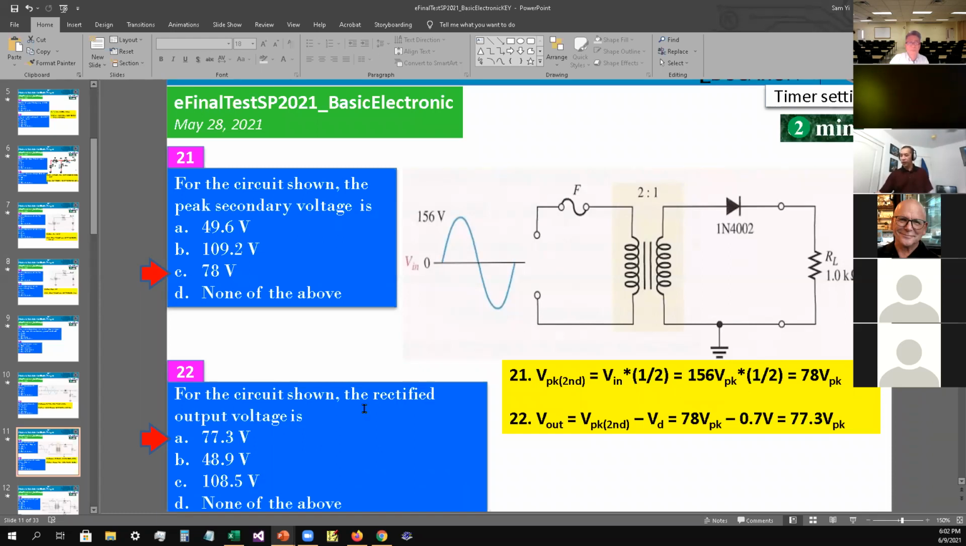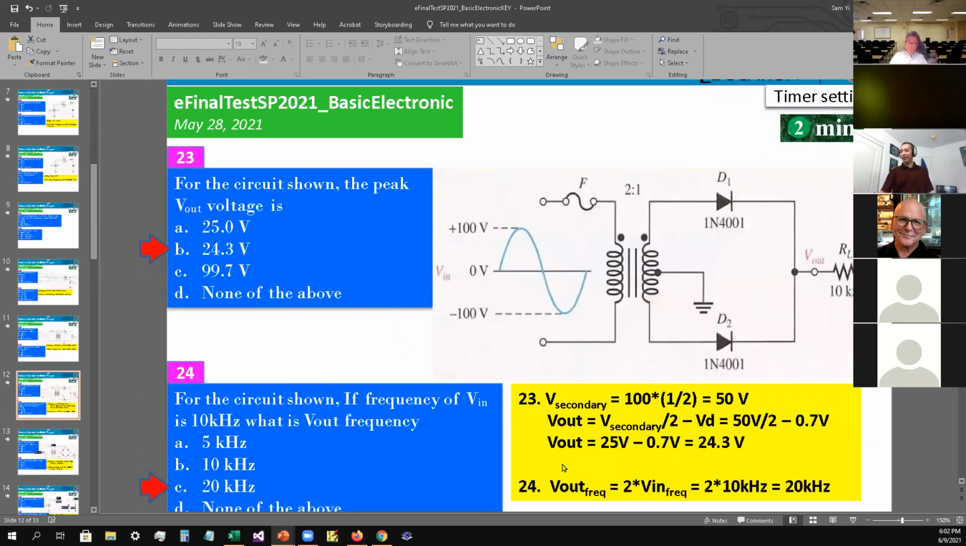22, for the circuit shown, the rectifier output voltage is... if we got 78 here, it goes through this rectifier, through the diode, so 78 minus the 0.7 volt over the diode gives you 77.3 volt peak. So the answer is A as in apple for number 22. Everyone's good? Any question?